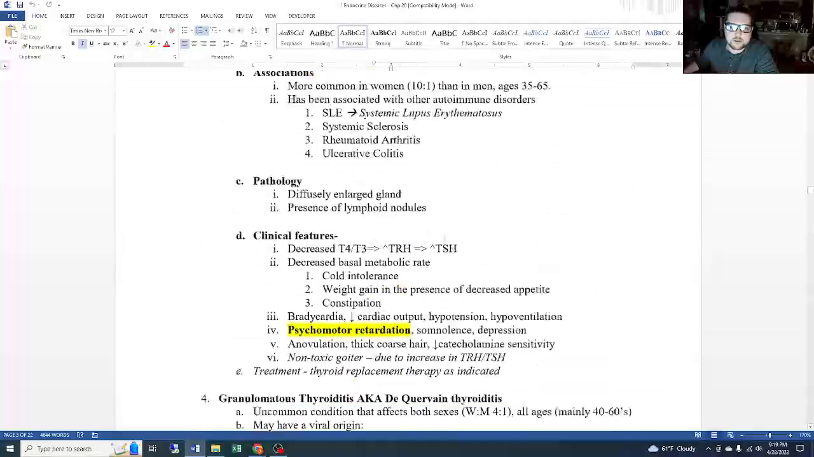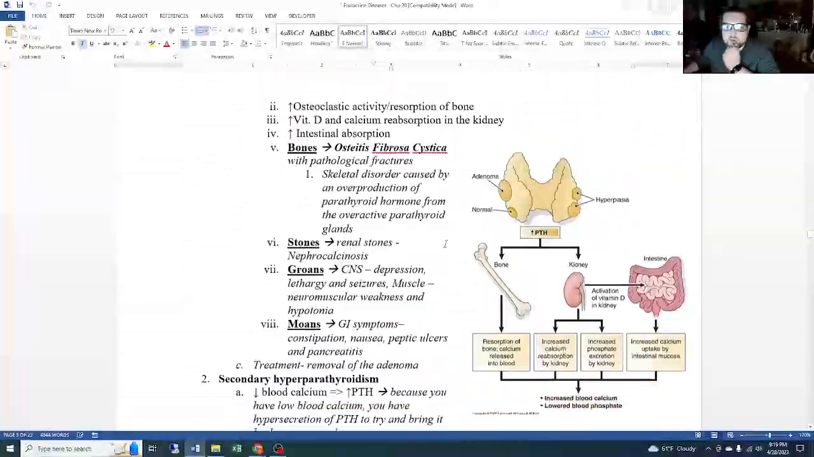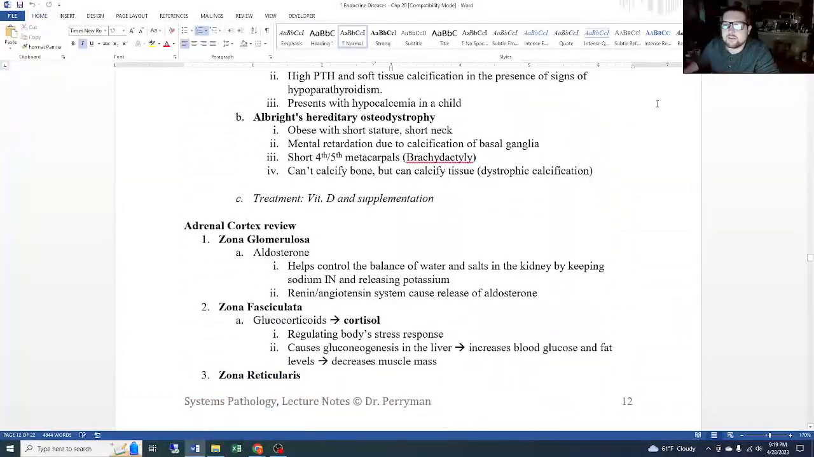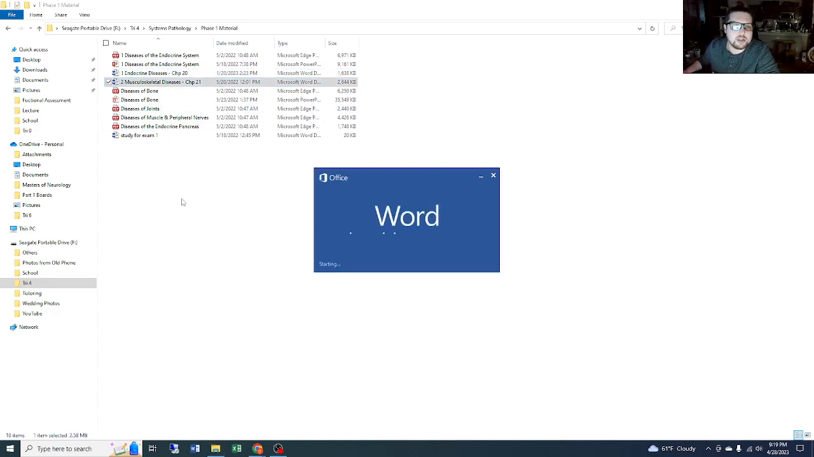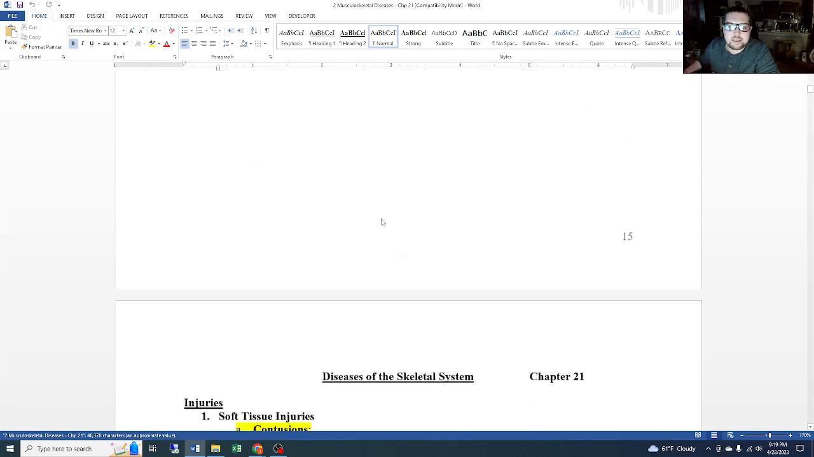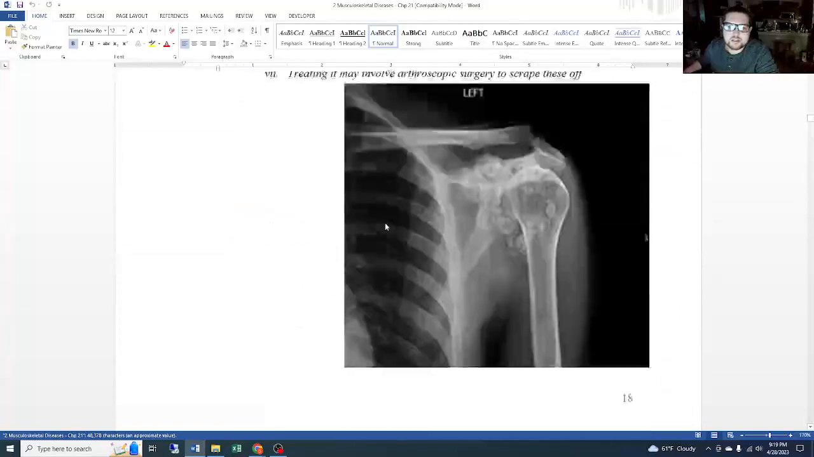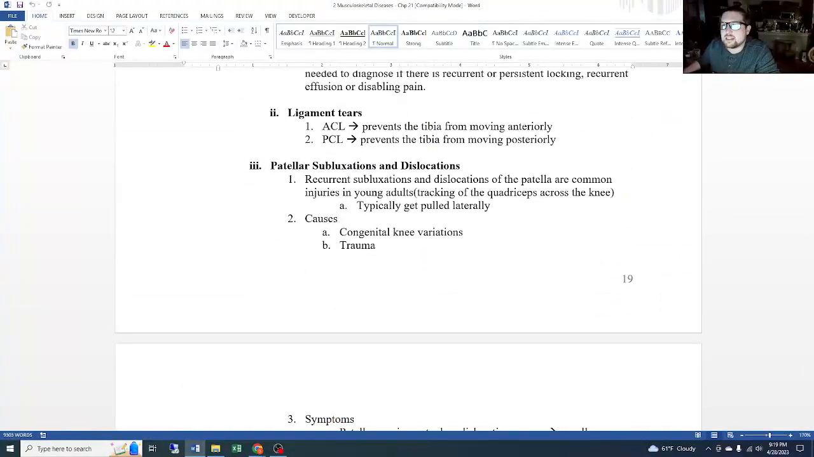So this first unit is over 22 plus pages of stuff. This is just the first unit. And there's a whole other one, plus additional PowerPoints for all of these conditions. So do not fall behind in this class.